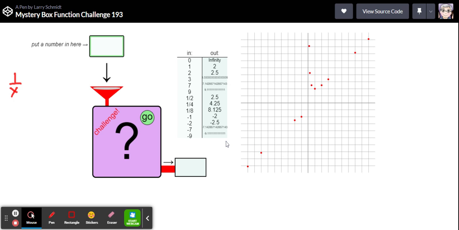But I want to put in a couple of fraction values in the negatives here. So -1/2. And -1/4. So it looks like we're getting very much the same shape down here. So what could this be?